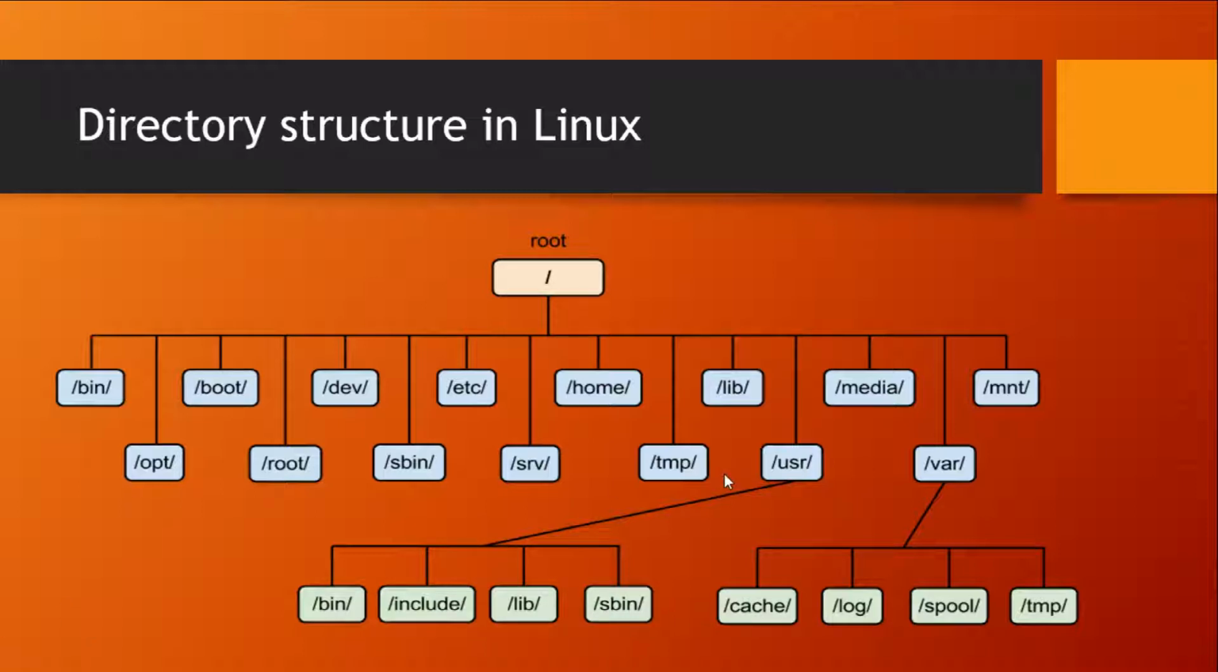Now the next directory is media, and media is nothing but a temporary mount for your media related files, for example your CD-ROM or your USB. A similar directory is /mnt, and /mnt is a temporary mount directory where system admins can mount file systems.